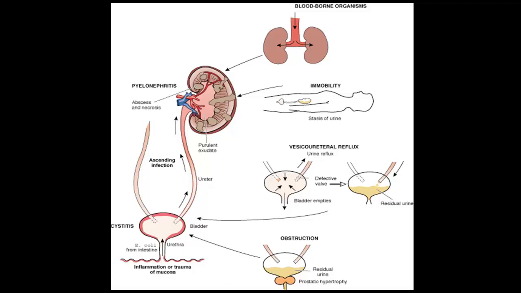That can then lead to the patient developing pyelonephritis, which is an infection of the kidney itself. Immobility can add to the chance that a patient's going to develop a urinary tract infection because we have a stasis of urine. In this picture here, it's showing urine sitting in the renal pelvis and not draining out.